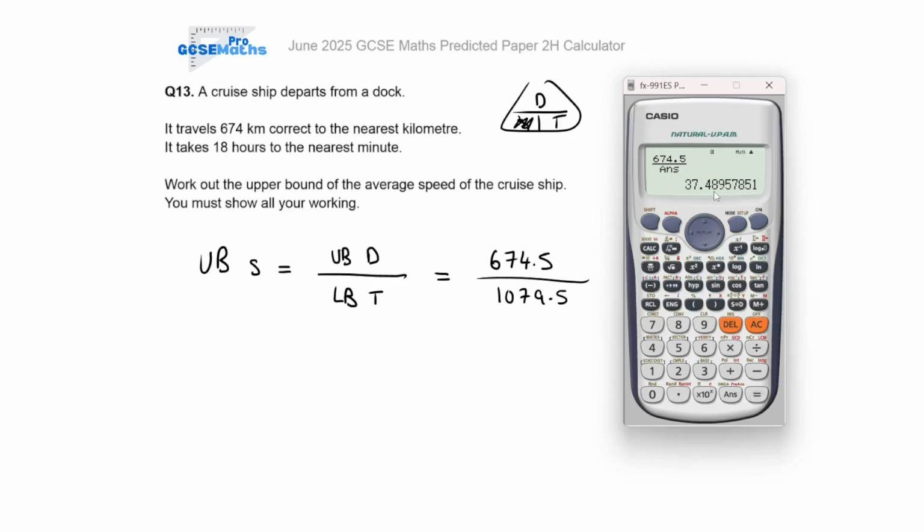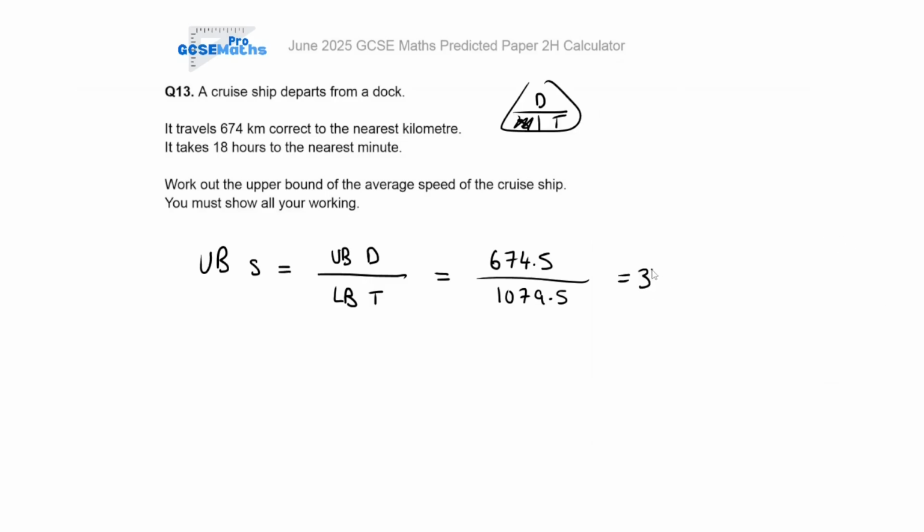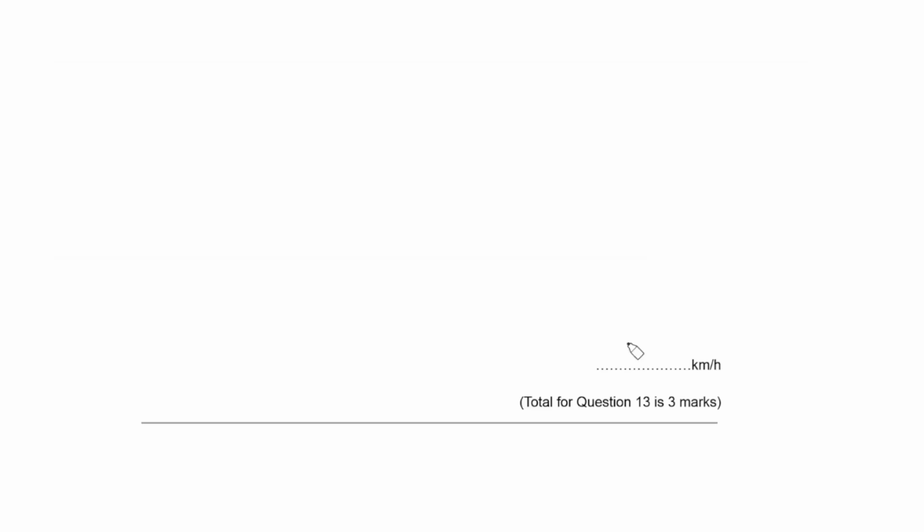So we've got 37.489. They haven't told us how to round it, so I would probably just have a look at it and see what maybe feels right. Normally I would give it at least a decimal place. I feel like that would round quite nicely to 37.5, wouldn't it? So I would go with that, 37.5 kilometers per hour. 37.5, so for 3 marks.